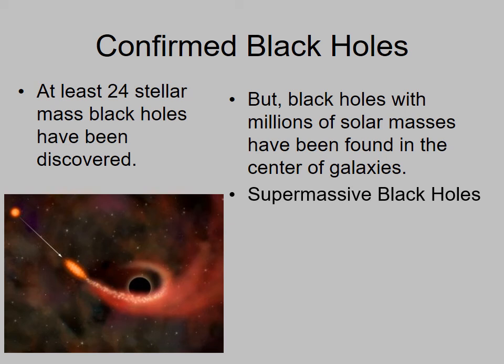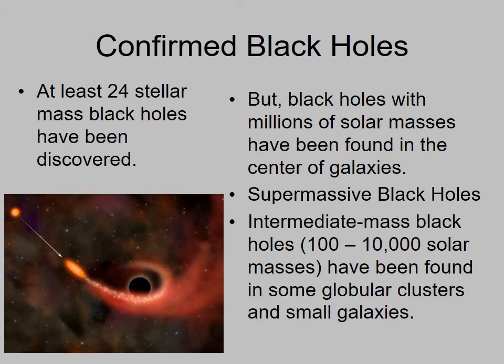They found a small number of intermediate mass black holes. Too big to be stellar black holes, but too small to be supermassive black holes. They've been found in certain globular clusters in small galaxies. So they probably form in a similar process to how supermassive black holes form. But this is our technique of finding black holes.